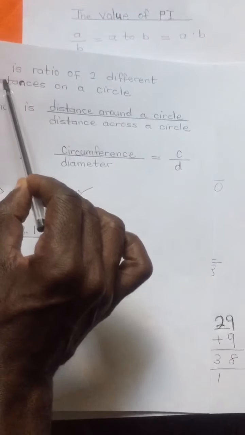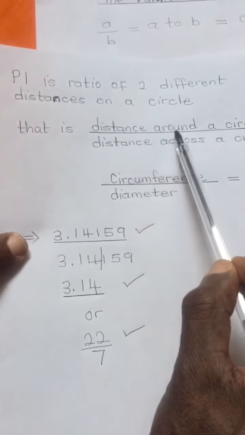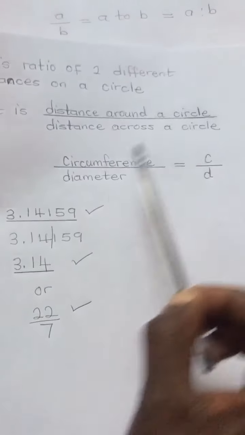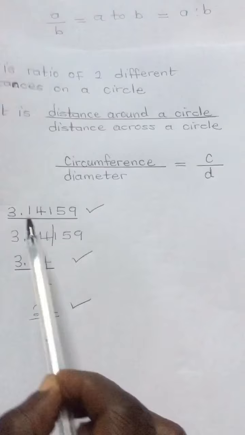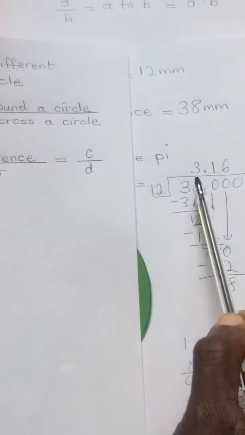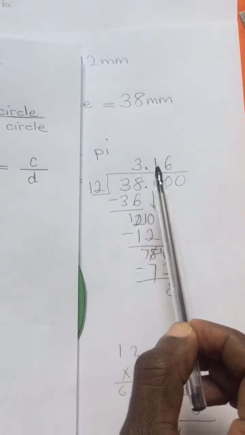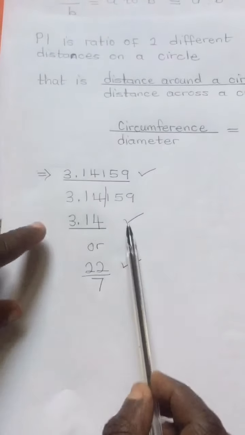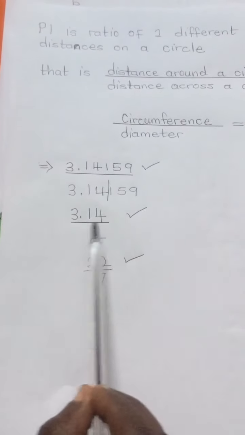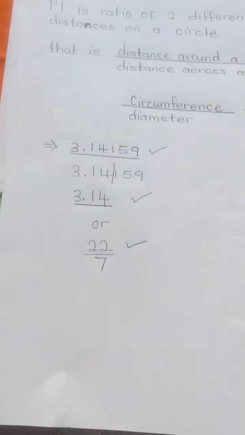This is the big point that we need to know, to say if you talk about the pi, we are talking about two distances: distance around a circle, distance across a circle. When you do the measurement, it has to be closer to this, and indeed it is closer, 3.16. So every time we are talking about pi, please, this should come into our mind. It is 3.14159 or 3.14 or 22/7. Thank you very much.